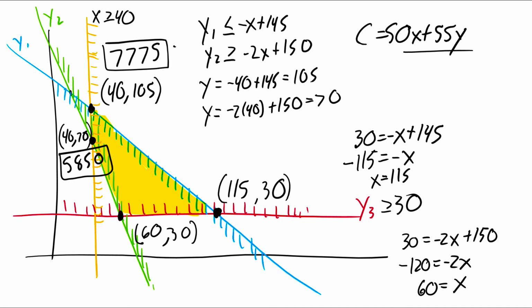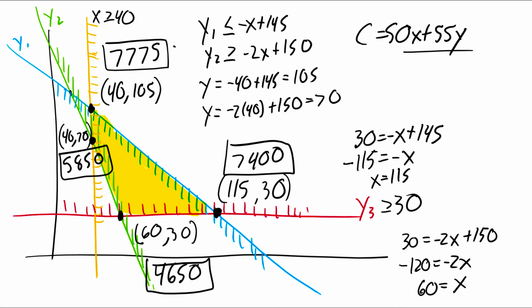All right, 60, 30, when we plug that in, 60 in for x, 30 in for y, we get 4,650. And then 115 and 30, 115 in for x, 30 in for y, we get $7,400.